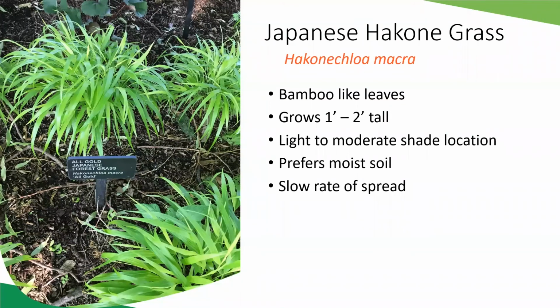Japanese Hakone grass. This is hardy in zones 5 through 9. The plant foliage will burn in full sun locations and lose some of its color intensity, particularly on the variegated cultivars. So you'll want to mulch this in the winter, trim that foliage to the ground in the late winter to early spring before the new shoots emerge. It does have a slow rate of spread, so it's just a nice ornamental with being a grass.